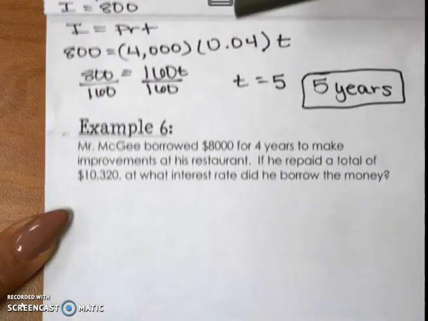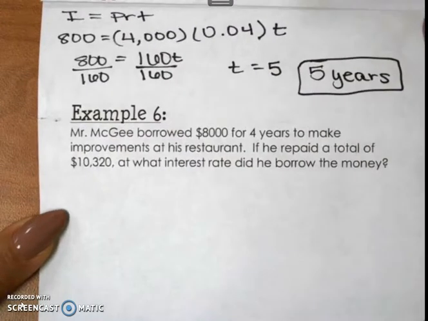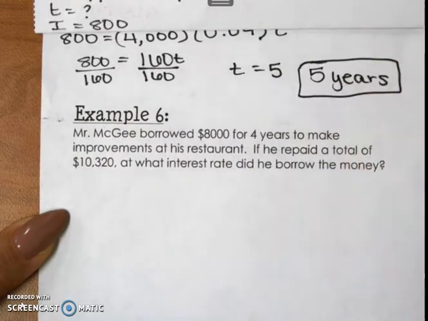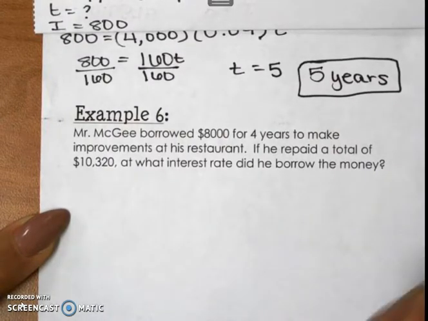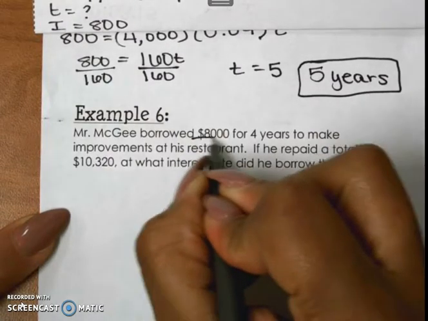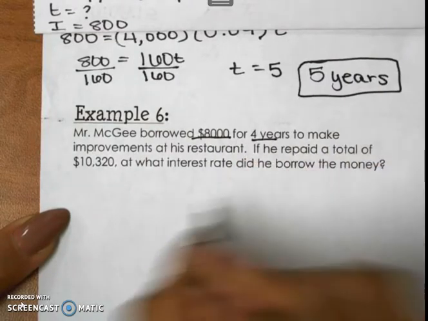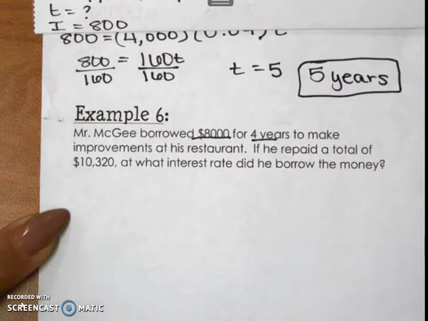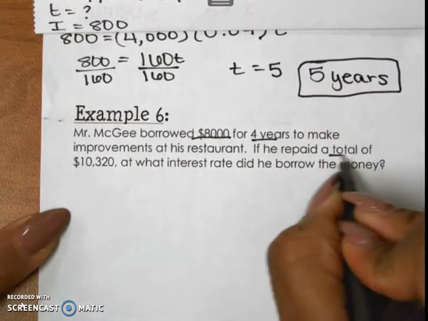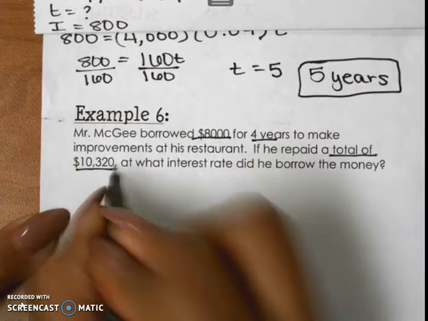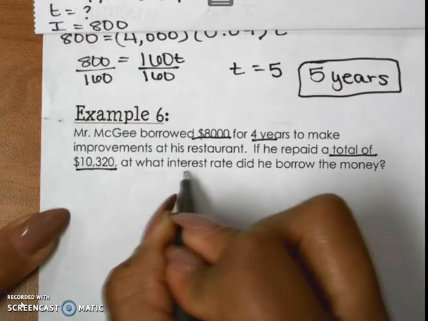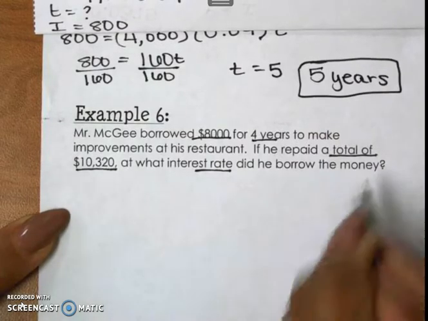All right, let's go to example 6. It's a little bit tricky. Guys, do not make the mistake of just pulling numbers out of a problem. Make sure you go through and read the whole thing. It says Mr. McGee borrowed $8,000 for 4 years to make improvements at his restaurant. If he repaid a total of $10,320, what is the interest rate? Did he borrow the money?